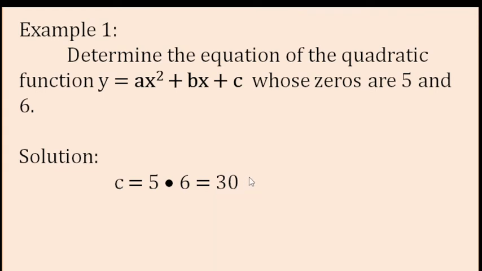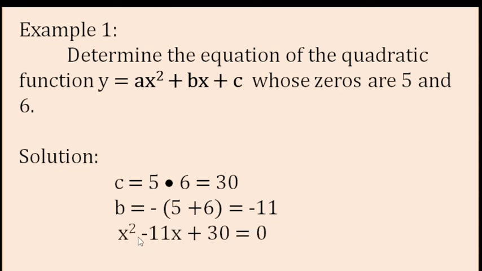And also the value of b is just actually the opposite of the sum of the two zeros, 5 plus 6. So it's 11. The opposite is negative 11. So therefore, our quadratic equation is x squared minus 11x plus 30 equals 0. Now for our quadratic function, we will just replace this equals 0 with y. So the quadratic function is y equals x squared minus 11x plus 30.